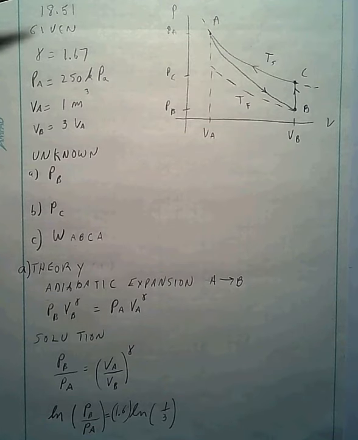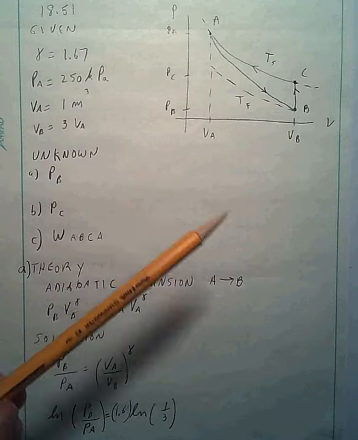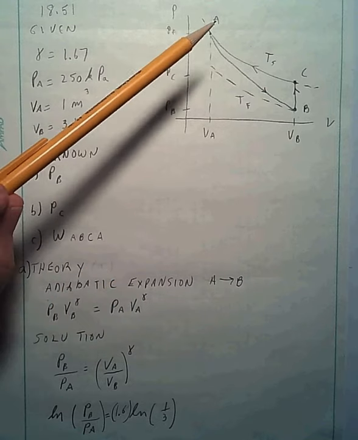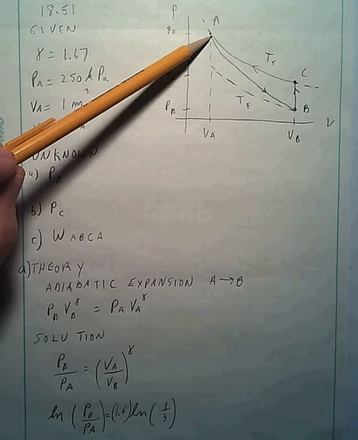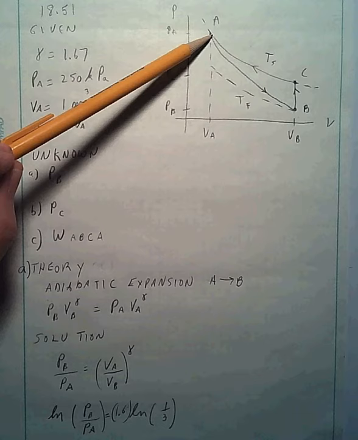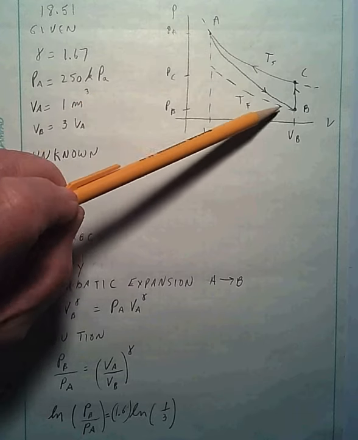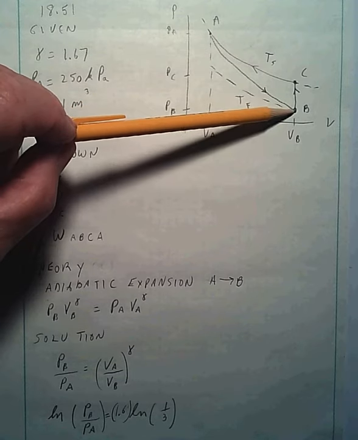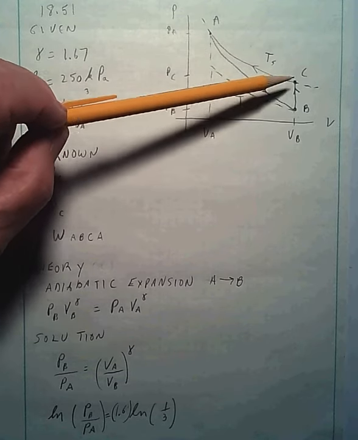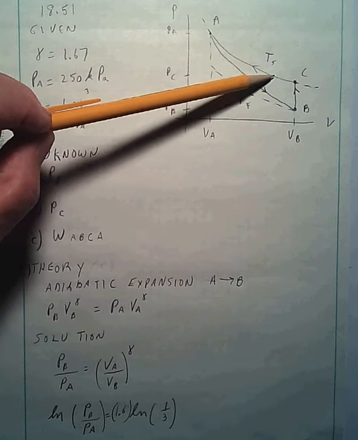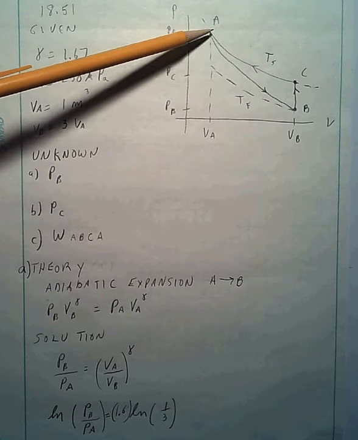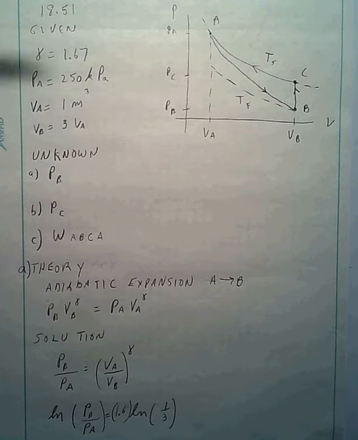In problem 1851, we have a cyclic process in which, starting at point A, we have an adiabatic expansion to point B, a constant volume process to point C, and then an isothermal process back to point A. We're given that this is an ideal gas.